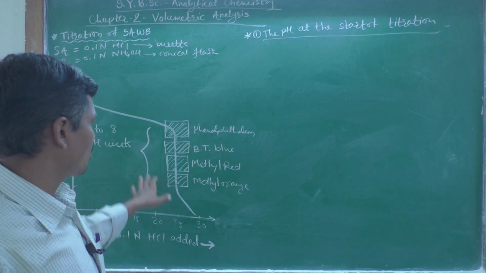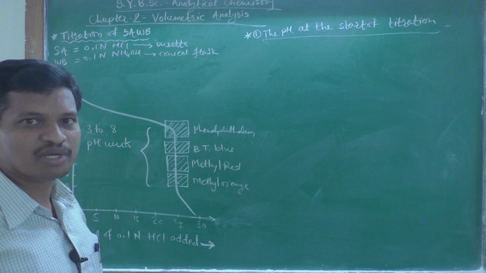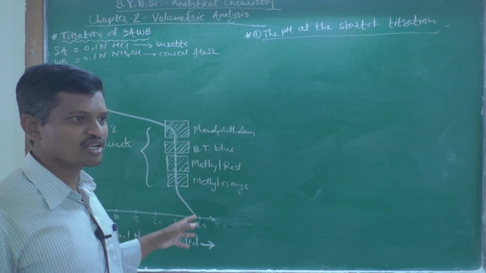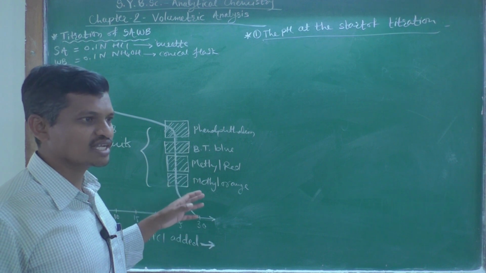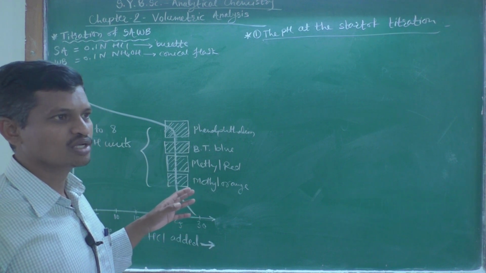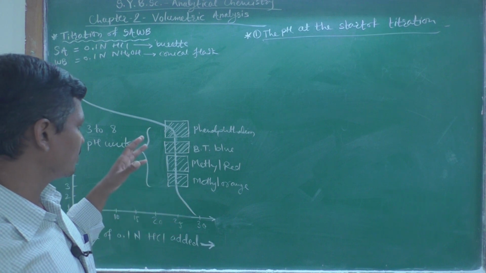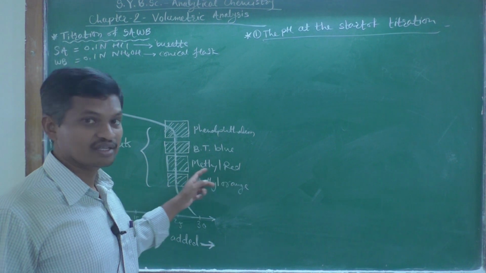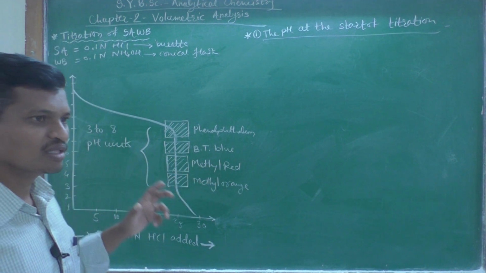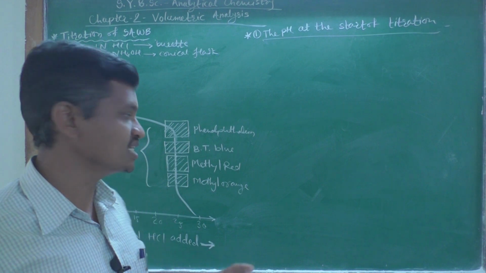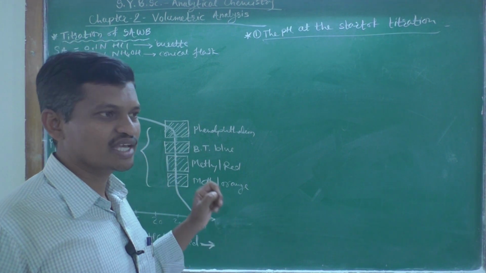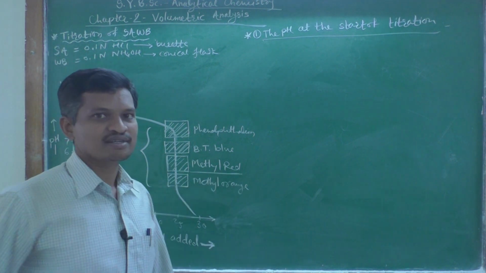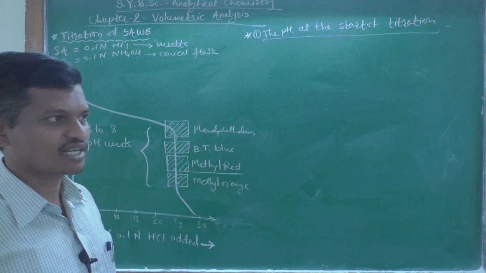So these are all 4 suitable indicators for this titration, but at 25 ml, near the equivalence point, our equivalence point is exactly 5.27. So the best indicator for this titration is methyl red, because this indicator has its transition range exactly at the equivalence point of the titration. That is why methyl red can be considered the best indicator for this titration.